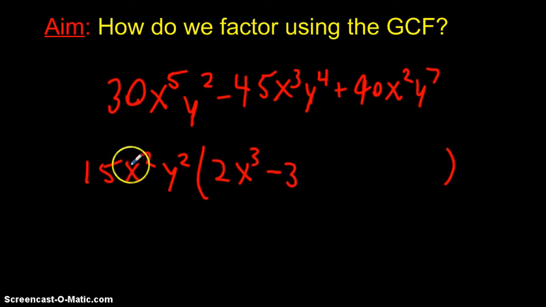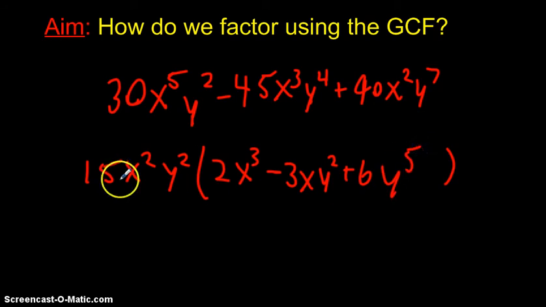15 times... I need to get 3 x's here, so I need 1 more x. I need to get y squared, so I need 2 more y's to get y to the fourth. And to get 90x squared y to the seventh, I'll need to multiply 15 by 6. To get the x squared, I don't need any x's here. To get the y squared, I need 5 y's. So this would be a correct, complete factorization using the GCF.